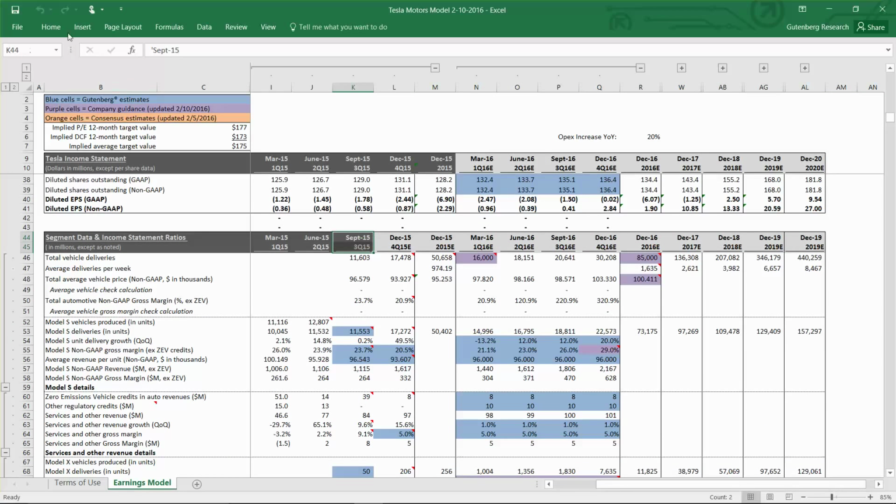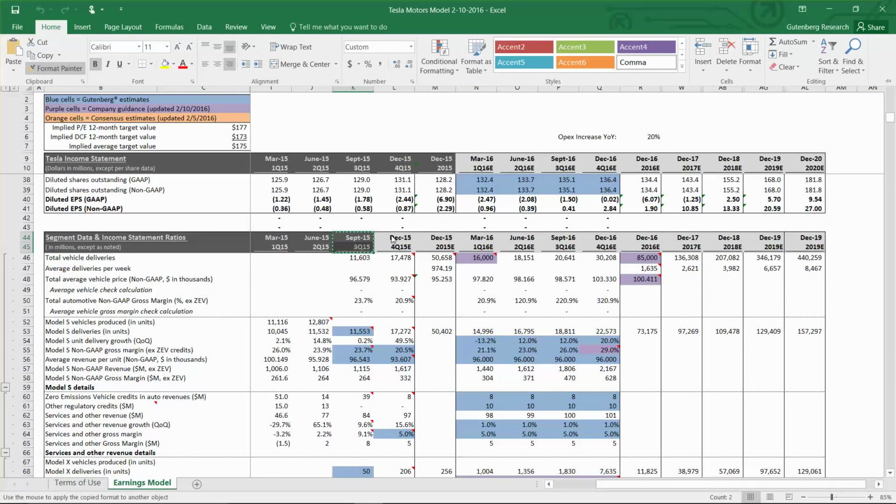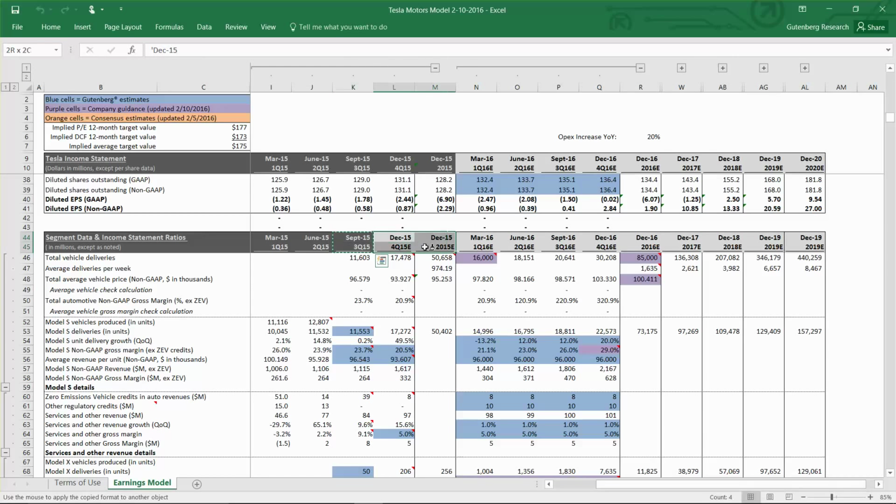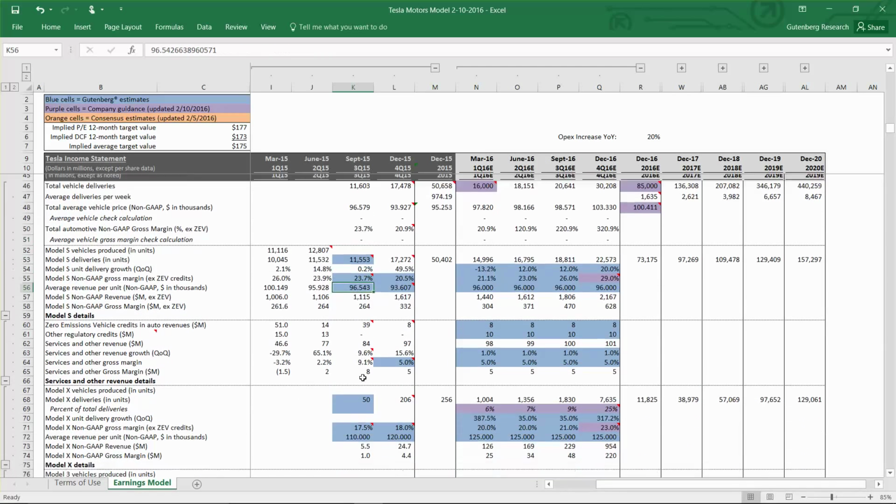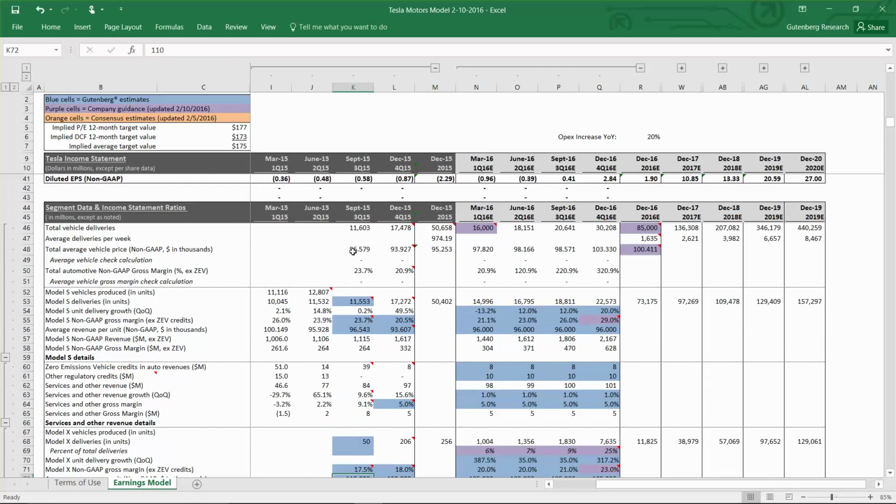past periods, and this is actually current, so we will change these. In the past periods, we have some blue cells, which represent our estimates for average selling price and gross margin, and that's because they're not disaggregating it between the two vehicles. So you can see up here, we've got the total automotive non-GAAP gross margin and total automotive average vehicle price. And we've put these checks in place to make sure that whatever assumptions we put in for the Model S and the Model X gets us back to the total auto average.